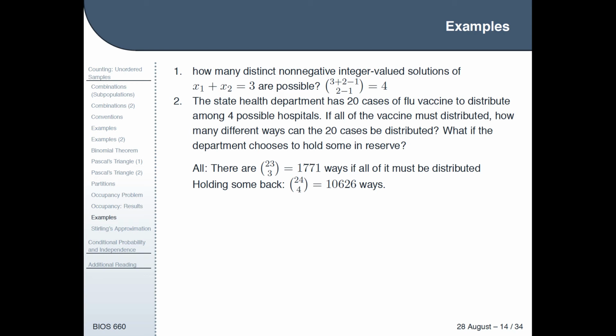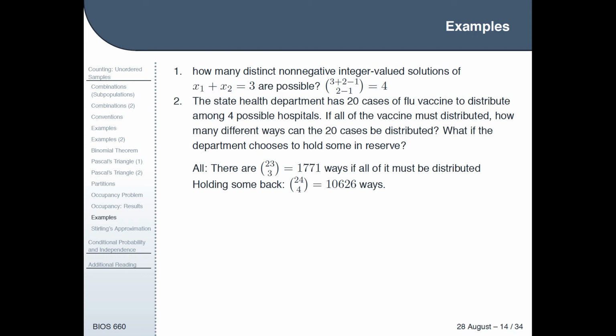And if some of it's held in reserve, then that's basically equivalent to a fifth urn, the part that's held in reserve plus the part that's distributed to the various hospitals. And there would be 24 choose 4 possible ways to do that. And as I think about that, maybe that should have been modified, because if we're assuming that some of it's held in reserve, then we wouldn't be interested in the case when 0 is in the reserve group, but, you know, whatever. Make at least some sense.